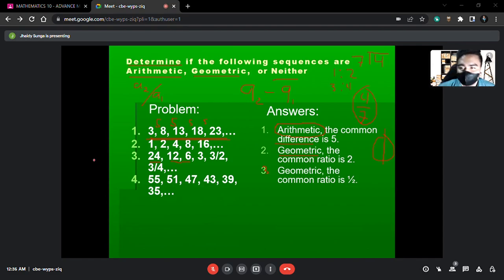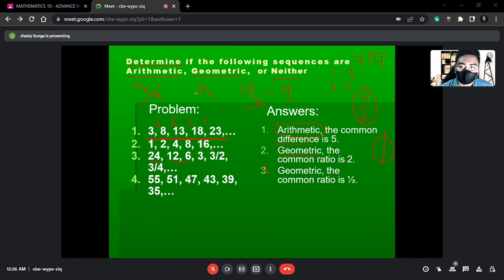So in the first two pairs, 55 and 51, then the second pair would be 51 and 47, right? In these two pairs, what's the common difference? So what's the formula again? A sub 2 minus A sub 1. Again, guys, if you see a variable with a small number below, it is called sub. So the formula for this arithmetic sequence would be a sub 2 minus a sub 1.